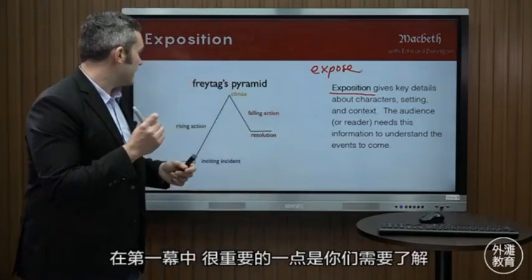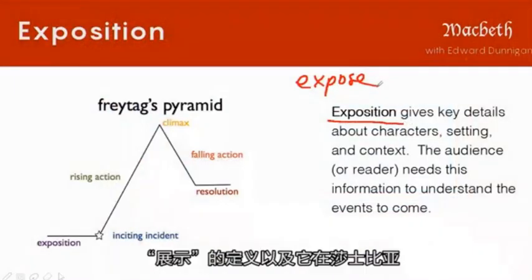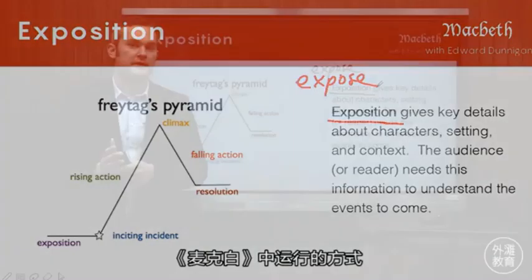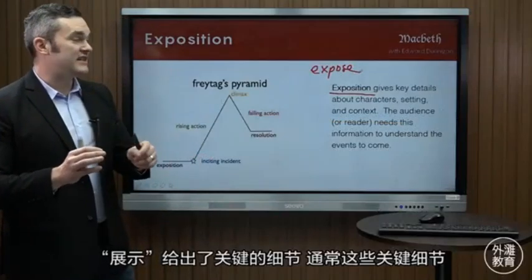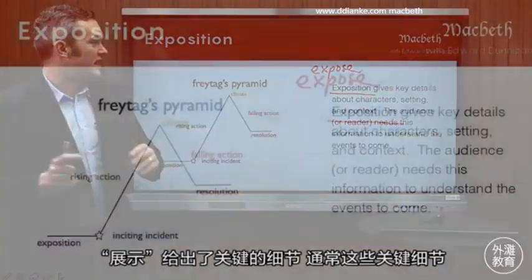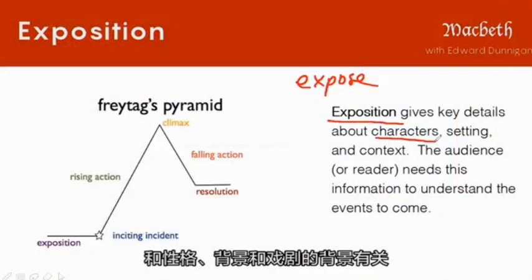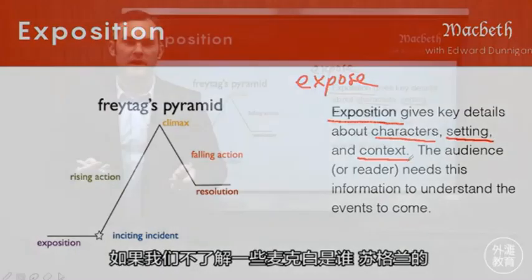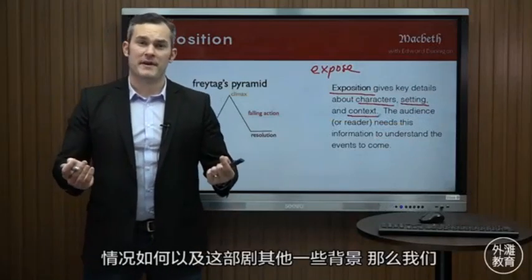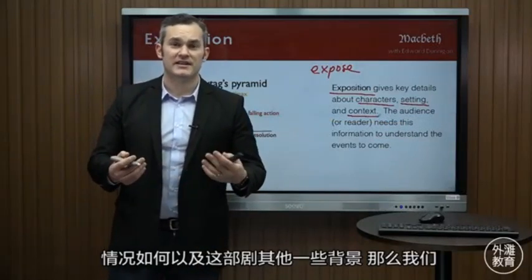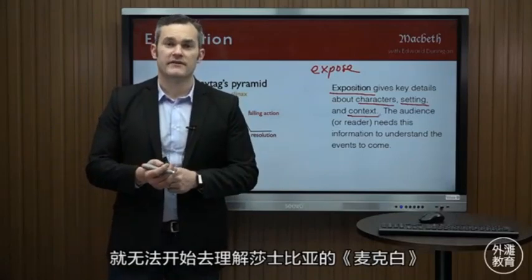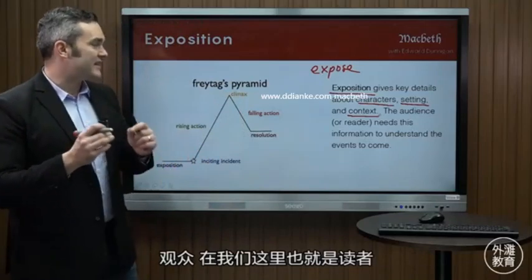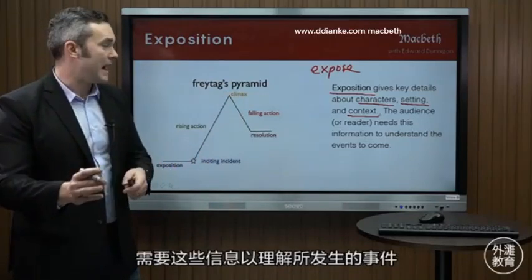So in the first act, it's important for you to make sure you understand the definition of exposition as well as the way it operates in Shakespeare's Macbeth. So exposition gives key details. Ordinarily, these key details are about characters, setting, and context, right? We can't begin to understand Shakespeare's Macbeth if we don't know a little bit about who Macbeth is, what the situation in Scotland is, and what some of the other context of the play is. The audience, or in our case, the reader, needs this information to understand the events that happen.